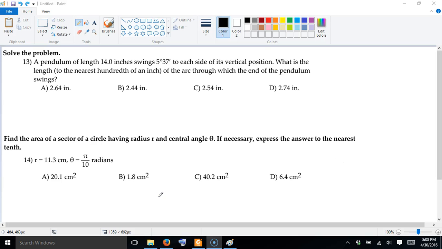Okay, so it says a pendulum of length 14 inches swings 5 degrees 37 minutes to each side of its vertical position. What is the length to the nearest hundredth of an inch of the arc through which the end of the pendulum swings? Okay, so we have this pendulum that is swinging from its vertical here from side to side.